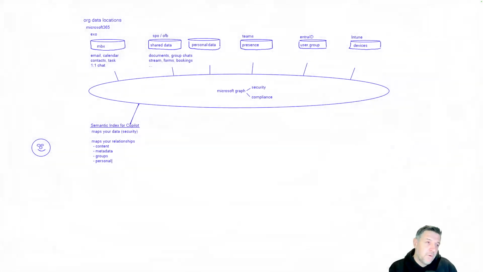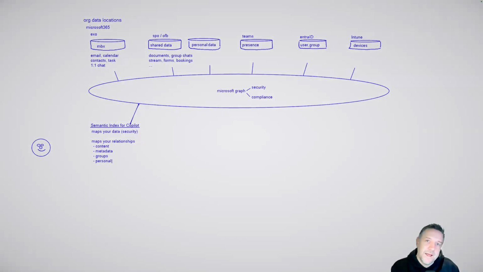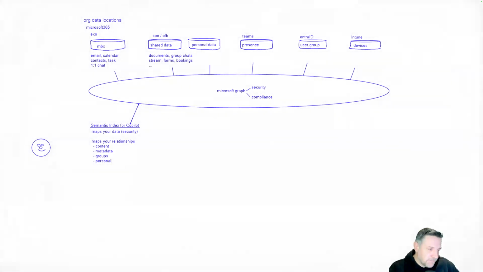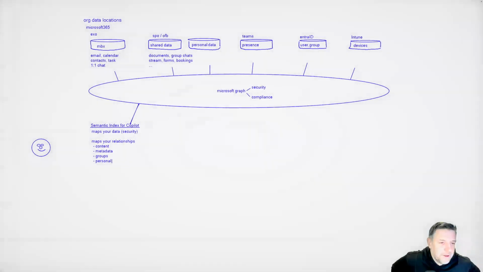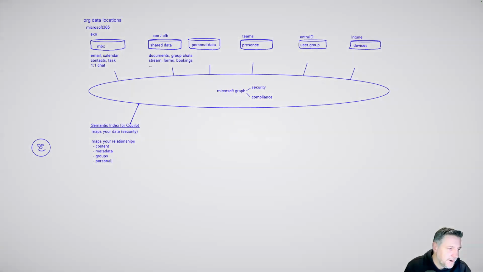So therefore, we are going to prioritize the results for that. We are going to prioritize the results based on group membership or based on information we can get from Entra ID, based on, for example, somebody's profession or the role that someone may have inside the organization. The relationships that we have based on content, metadata, groups, and personal information may be changing the way that the results are being presented to us.